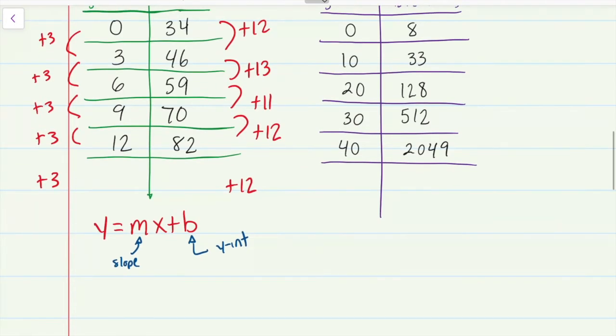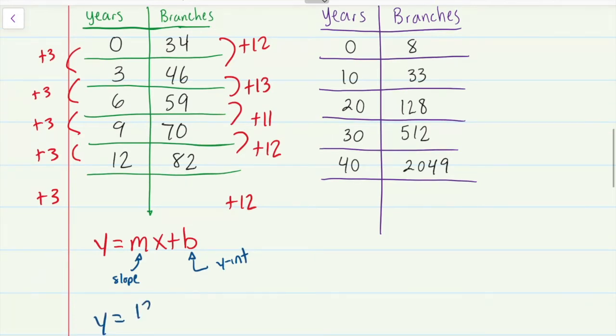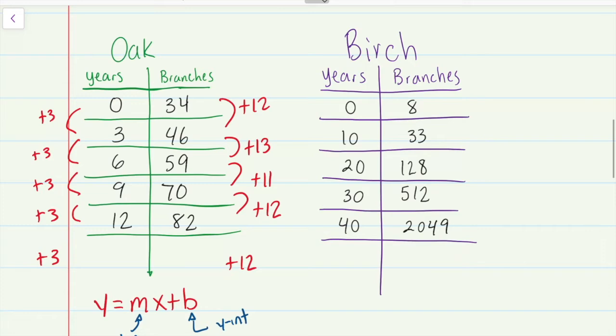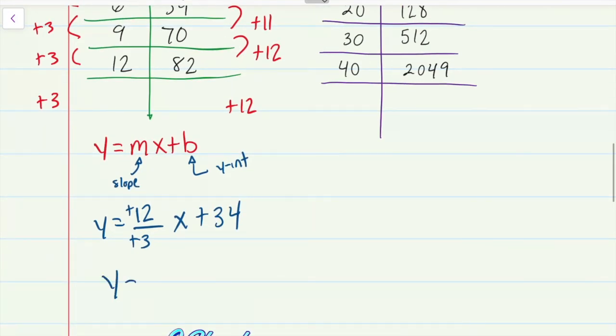So in this case, we have y equals. Well, what was my rise, guys? How much was I adding to the branches? We were adding 12, plus 12, right? And how much were we adding to the years? Plus 3. So that's going to be the slope. The x stays there. And when x was 0, in this case the years, what was my y? 34. There you have it. And if I were to simplify, guys, what's 12 divided by 3? That's 4x plus 34. There you have it.